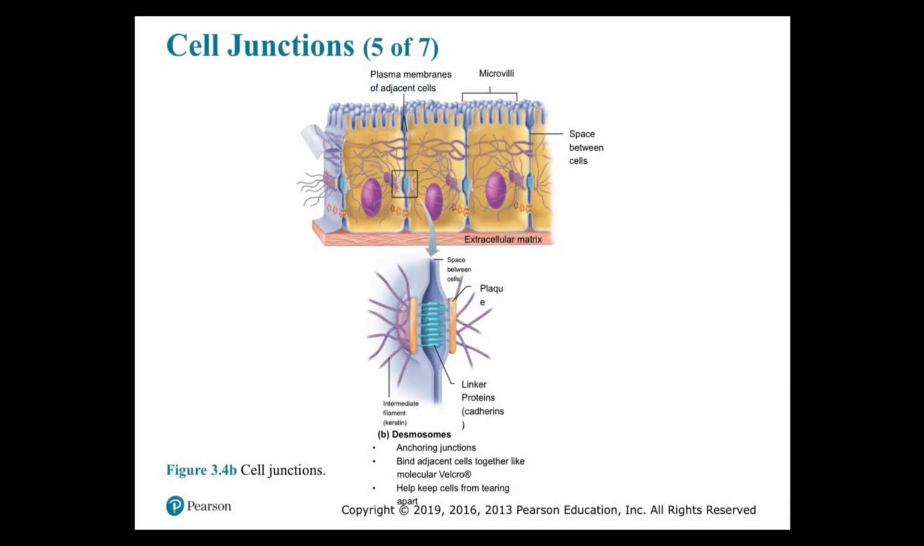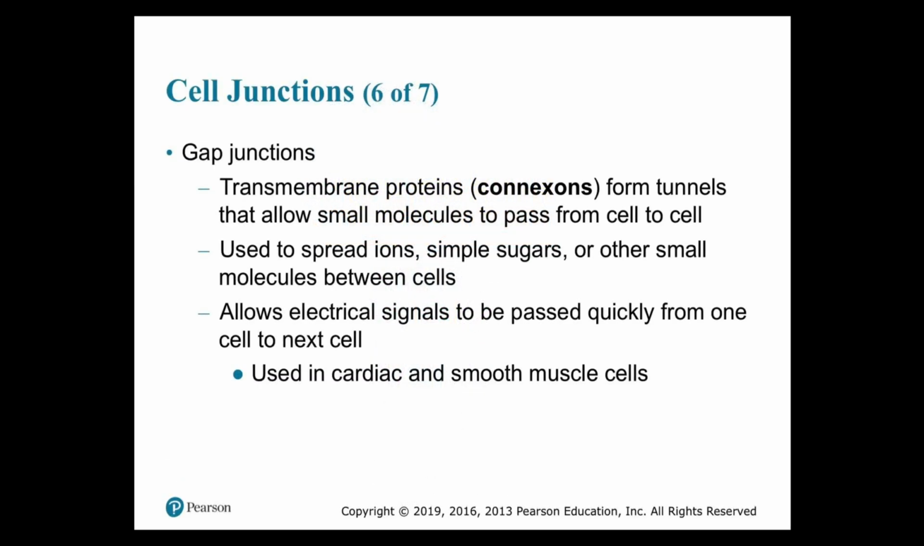Figure 3.4b, desmosomes. So these are anchoring junctions. They bind adjacent cells together like molecular Velcro, and they help keep cells from tearing apart. So where would you find these cells in the body? They're found in tissue that experiences intense mechanical stretch, such as cardiac muscle or bladder tissue, gastrointestinal mucosa, and epithelia. The third type of cell junction are the gap junctions.